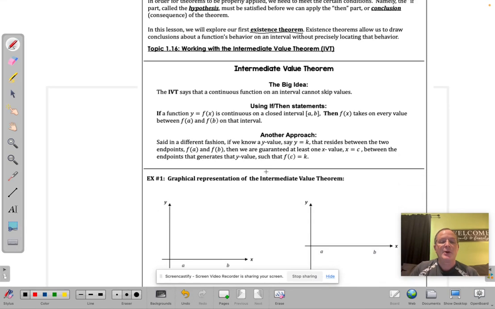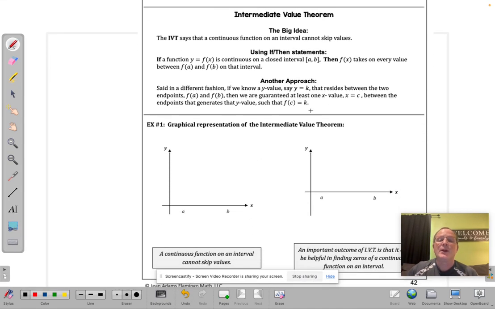Another approach, said in a different fashion: if we know that a y value y equals k resides between the two endpoints f of a and f of b, then we're guaranteed at least one x value c between a and b where f of c is equal to k. It's the same thing. It's just saying there's some c in between that gives us this k y value that's in between f of a and f of b. Let me show you what I'm talking about here.